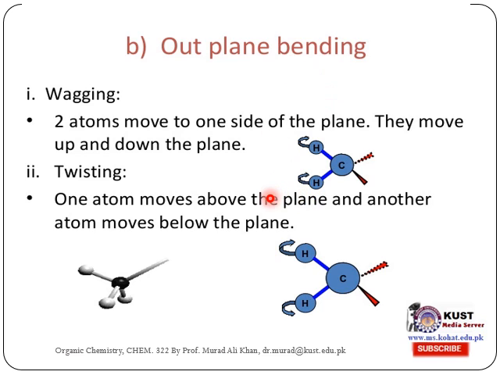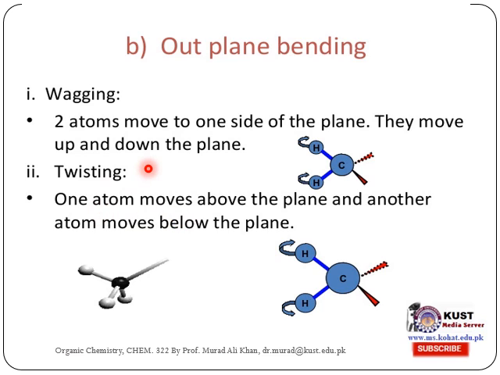Then comes the out of plane bending. The previous ones, the rocking and scissoring, were in plane bending, while these, the wagging and twisting, are out of plane bending. In wagging, the two atoms move to one side of the plane, they move up and down the plane. Either they will be up or they will be down the plane.